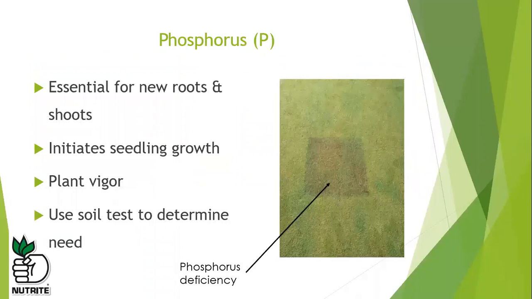We're talking now about phosphorus. As it says, it's essential for new roots and shoots and initiates seedling growth and plant vigor, and we really have to use a soil test to determine the need. You can see where the deficiency was. This was an area on a golf course where they laid out a piece of plywood, fertilized with the phosphorus product, and then several weeks later, the unfertilized area looked like that, sort of that purplish color that shows a phosphorus deficiency.